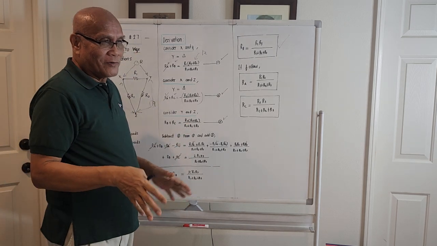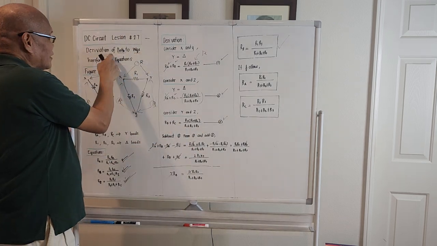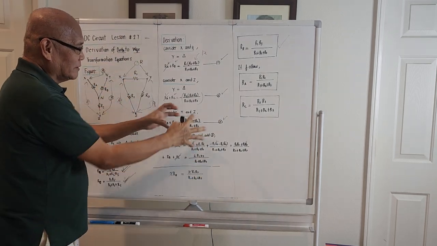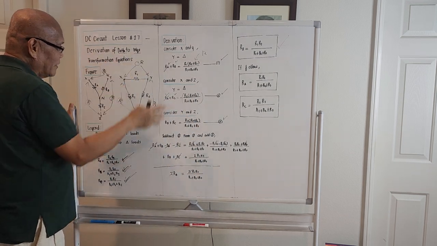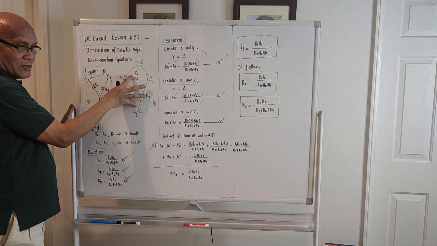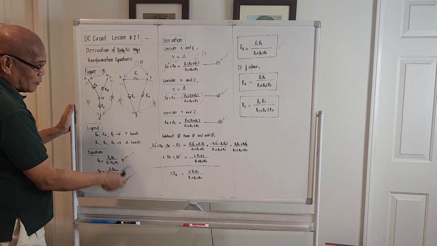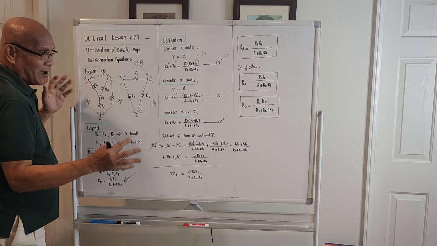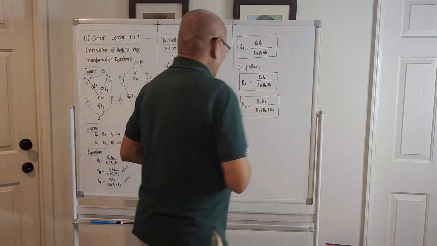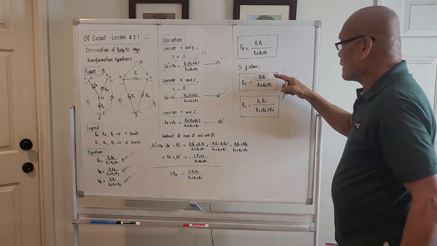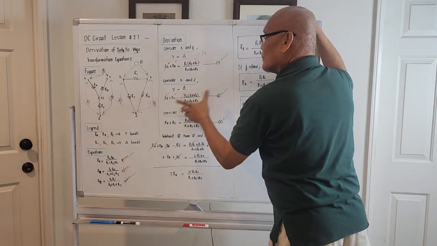Because the next time around, maybe I will present the derivation of the formula on the transformation from Y to delta. Tonight, what I presented is the derivation of the formula from the transformation delta to Y. Meaning, if we are given the delta loads, we could compute the equivalent Y loads by using these formulas. So like what I said, R A will be R1, R2, the product of these all over the summation.